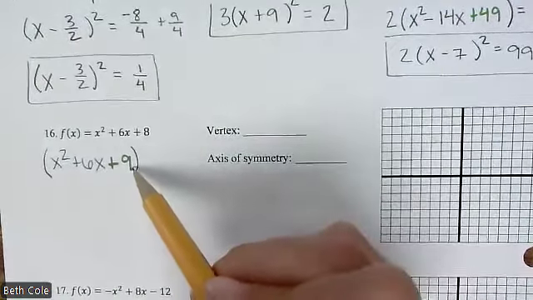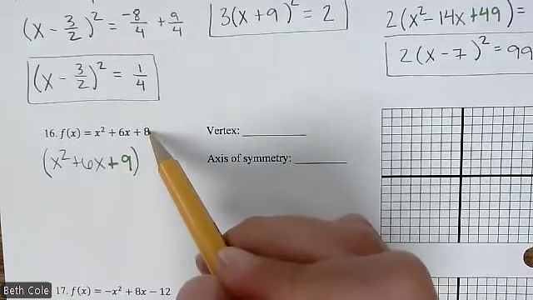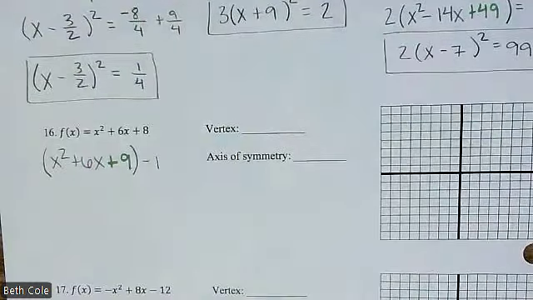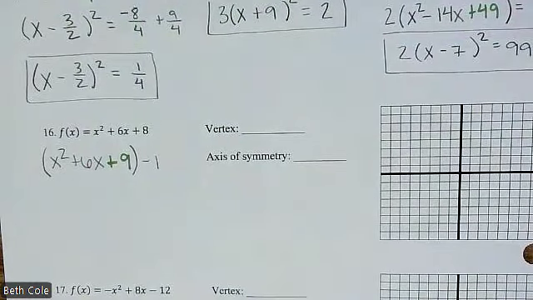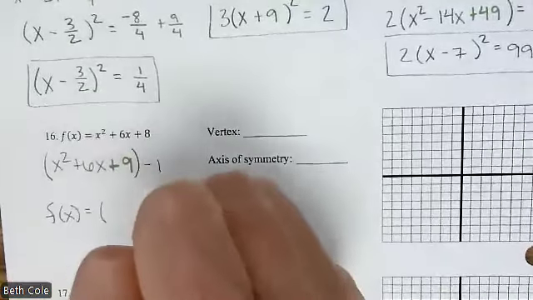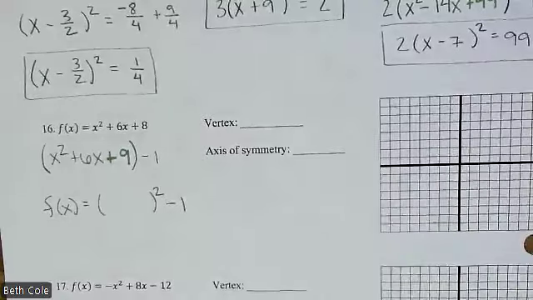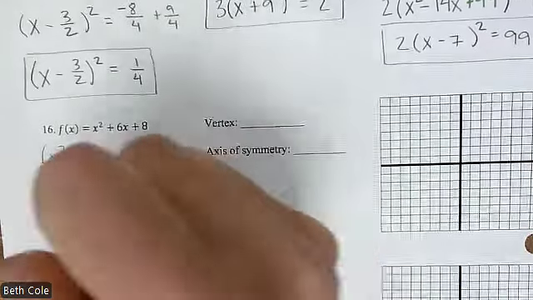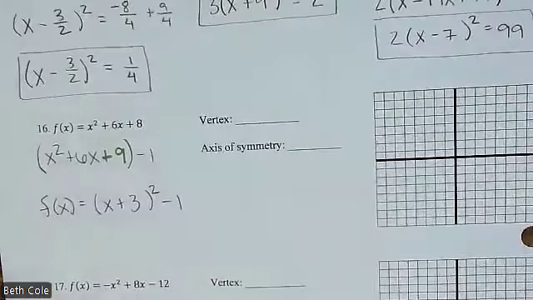How do I turn this 9 back into an 8? Minus 1. Do you guys see how 9 minus 1 is 8? And so your function, here's where I'm going to put the f of x equals back in there, is something squared minus 1. What would go in the blank? Follow your pattern. Good. x plus 3.